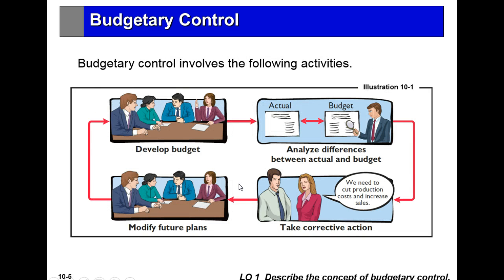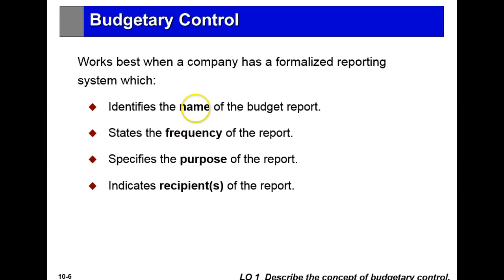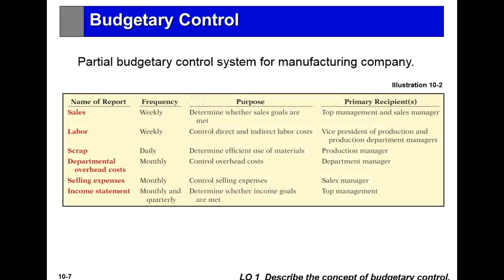It involves developing a budget, analyzing the differences between the actual and the budget, then from there maybe taking some changes, corrective action, to now modify the budget. So again, as the cycle continues in developing a budget, they can take into account those things that needed to be changed. It works best when a company has some type of reporting system which identifies the name of budget reports, talks about how often those budgets come out, the purpose of the reports, and the recipients of them.